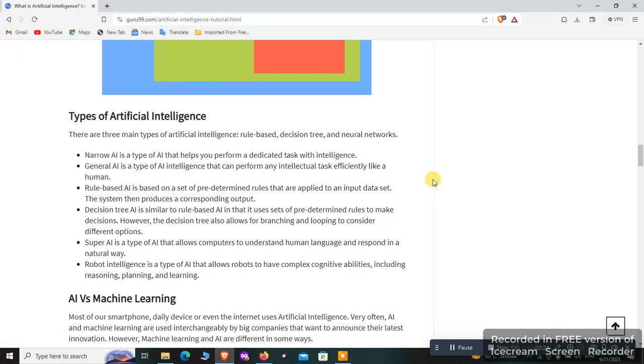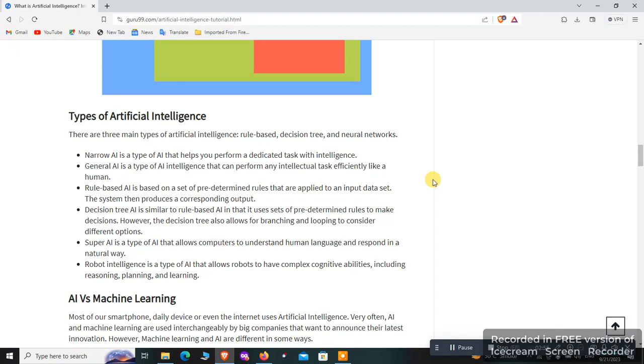Types of artificial intelligence. There are three main types of artificial intelligence: rule-based, decision tree, and neural network. Narrow AI is the type of AI that helps perform a dedicated task. General artificial intelligence is the type of AI that can perform any intelligent task as effectively as a human. Rules-based AI is based on a set of predetermined rules applied to the input data set. The system then produces the corresponding output.